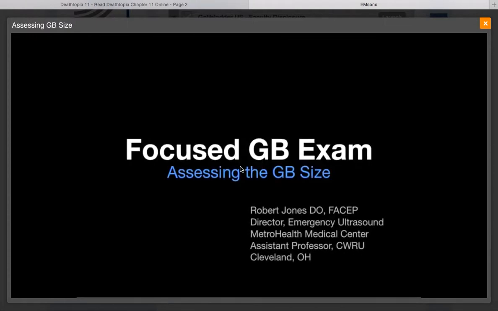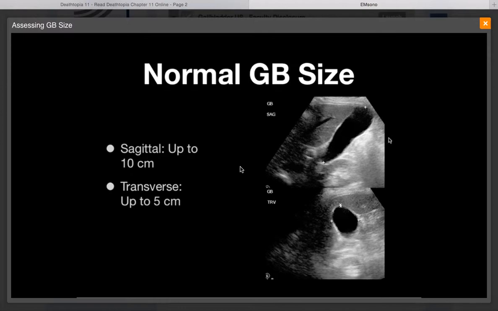I'm Dr. Robert Jones, and in this lecture we will be going through how to assess gallbladder size. The normal gallbladder is less than 10 centimeters in length on the sagittal image, and it's less than 5 centimeters in diameter on the transverse image. The measurements are obtained from outer wall to outer wall.